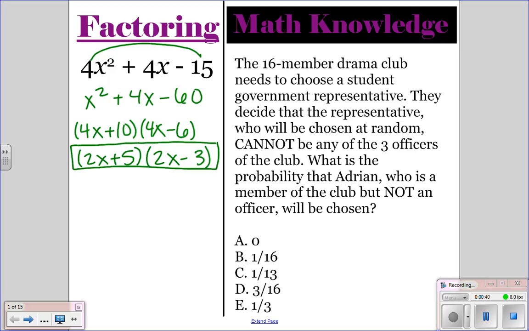For the math knowledge question, we have 16 members in our drama club. We have 3 officers. So that means that we have 13 people that are not officers. And we want to know what's the probability that one person out of those 13 would be chosen. And so the probability is 1 out of 13.